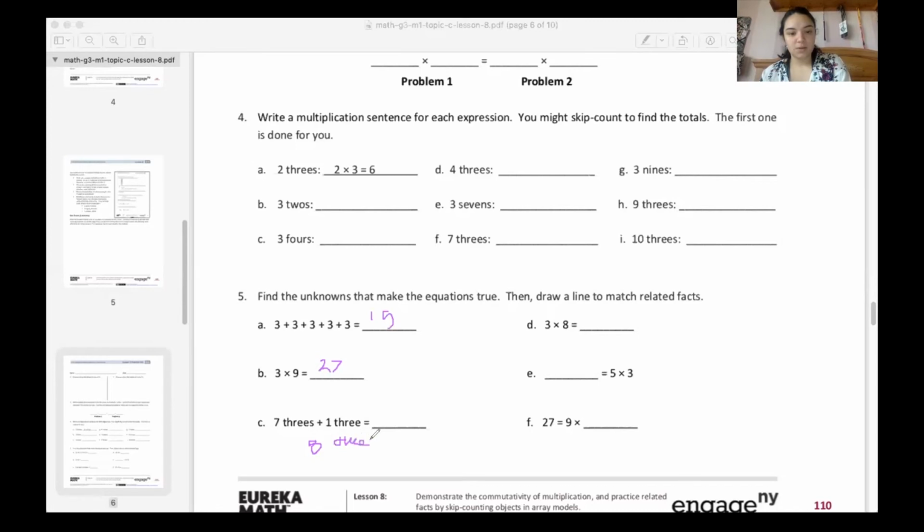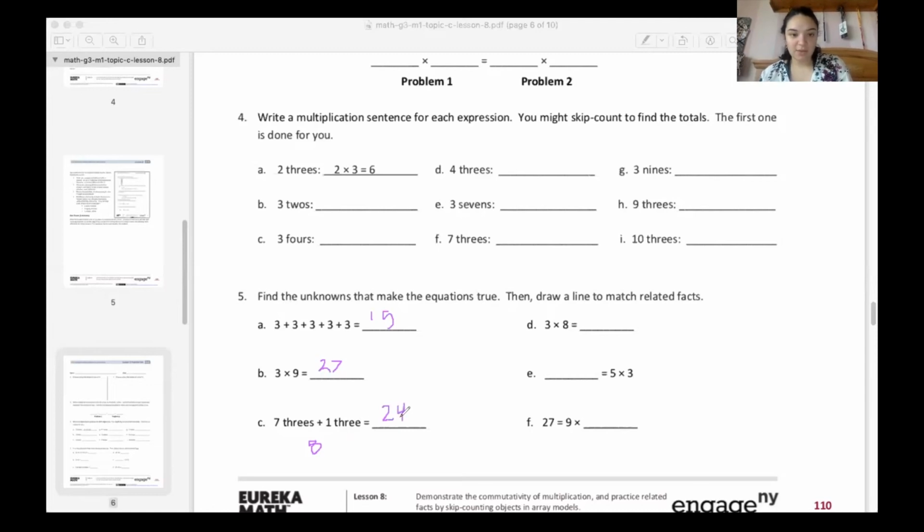I'm just going to write this in cursive real quick. That looks really funky. That's just 3s right there. 8 3s. We're going to skip count again. 3, 6, 9, 12, 15, 18, 21, 24. So this is equal to 24.